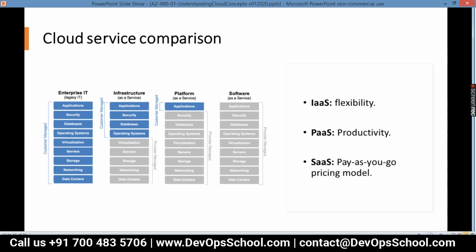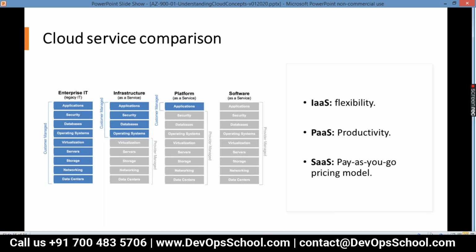Then there are three parts, right? Infrastructure, platform, software. If they shift only the infrastructure, how many items are managed by us? Application, security, database, and operating system are managed by us, and the rest of the things like server, storage, networking, data center, and virtualization are managed by the cloud provider.